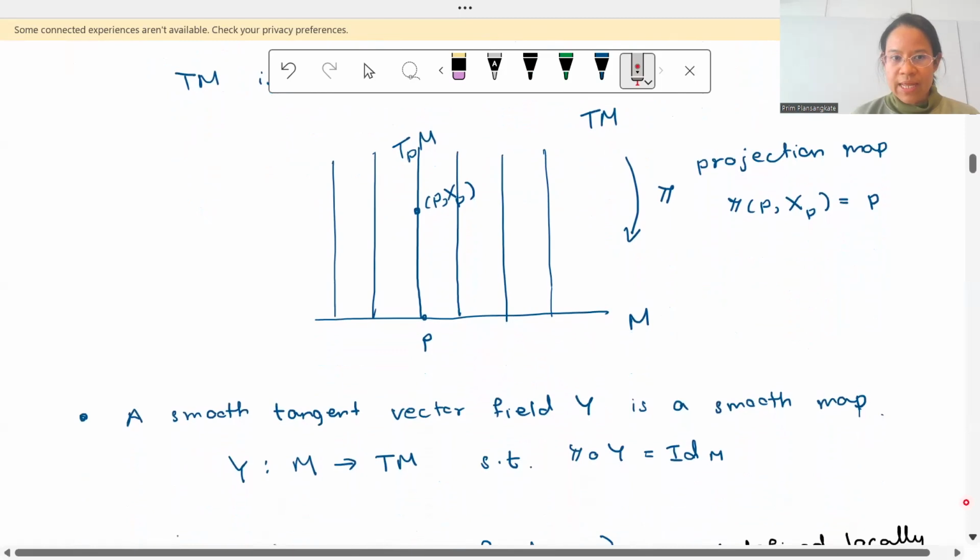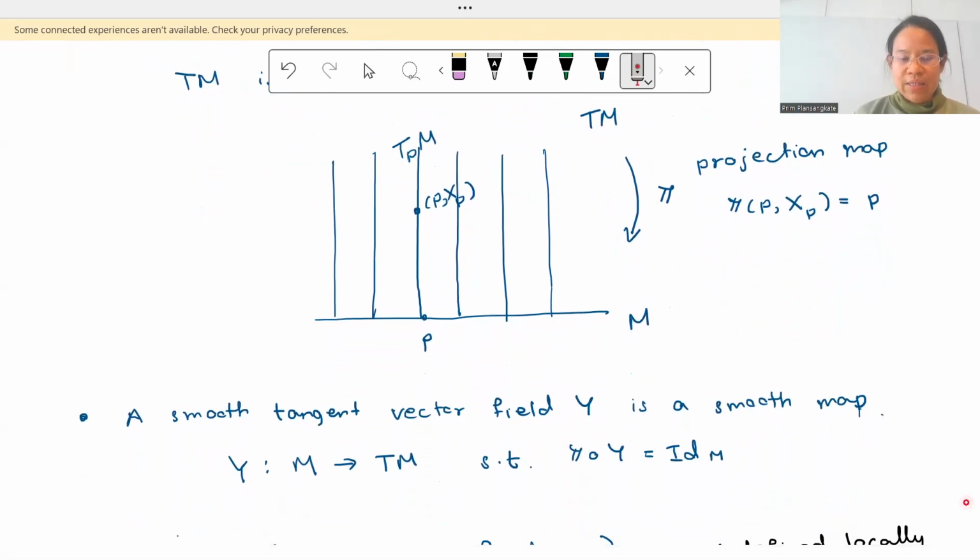Now, from the tangent bundle, we can define a smooth tangent vector field, so that it is a map that for each point P assigns a tangent vector at that point. So it assigns an element of the tangent space. If you change the point, you assign another one. So the picture would be like this. This is a tangent vector field.